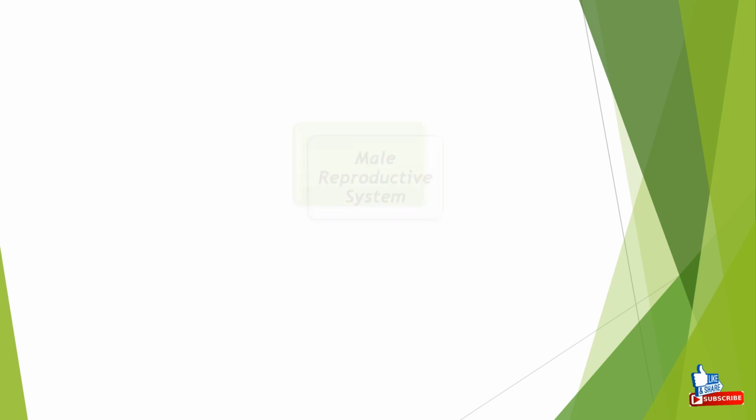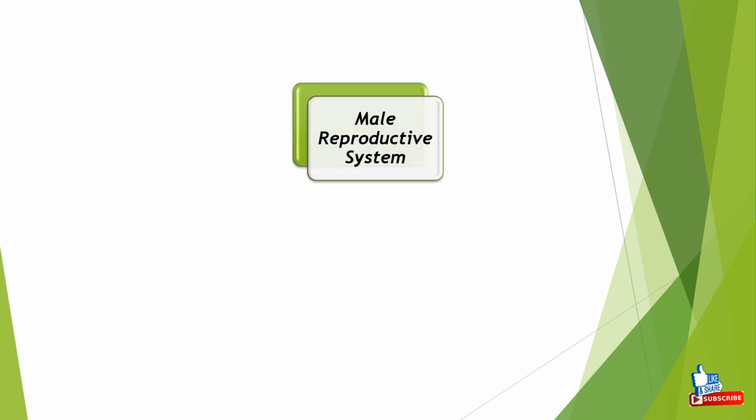In humans, sexual reproduction is the process of fusion of male and female gametes. And these gametes are produced in the male and female reproductive systems, right? So let us start to understand this process in brief. And first of all, we will study the male reproductive system.